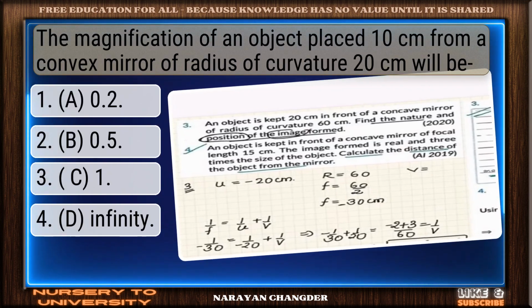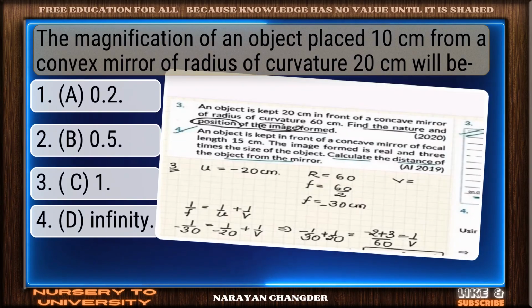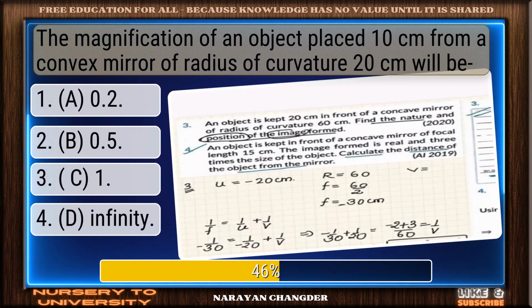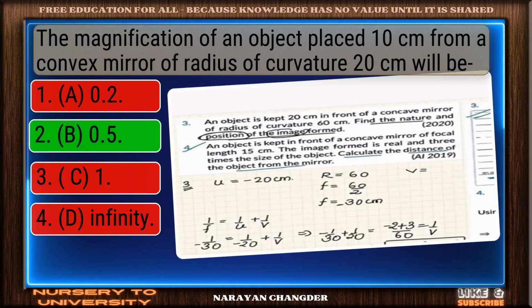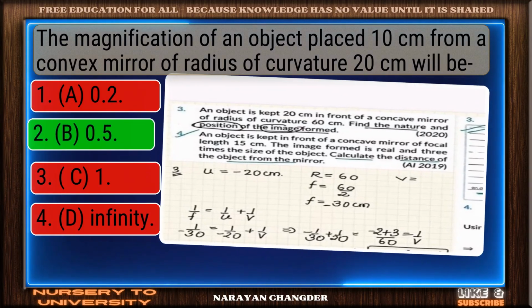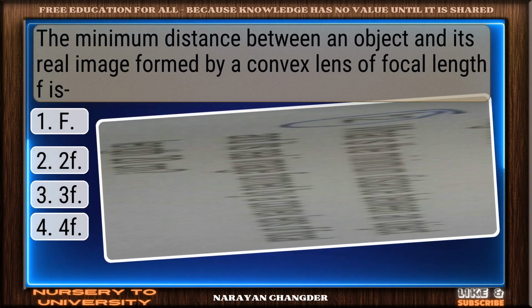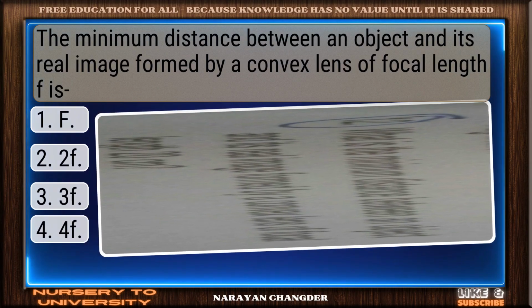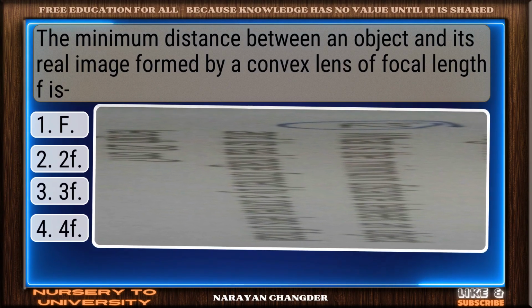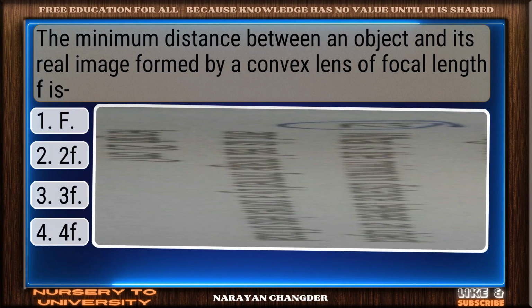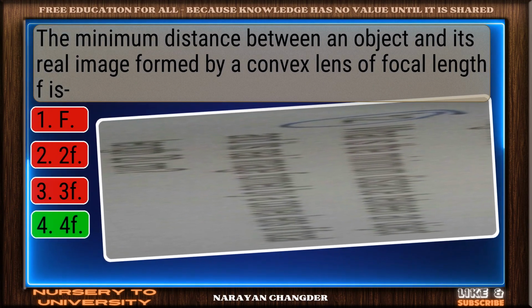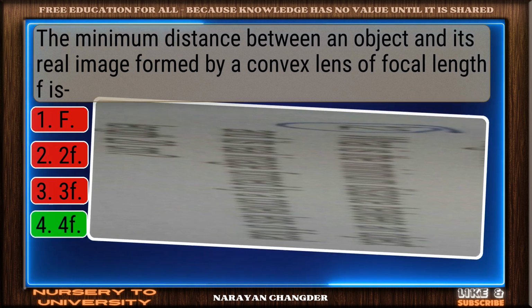The magnification of an object placed 10 cm from a convex mirror of radius of curvature 20 cm will be... Correct. 0.5 is the right answer. The minimum distance between an object and its real image formed by a convex lens of focal length f is... Strong choice. Fourth is the right answer.